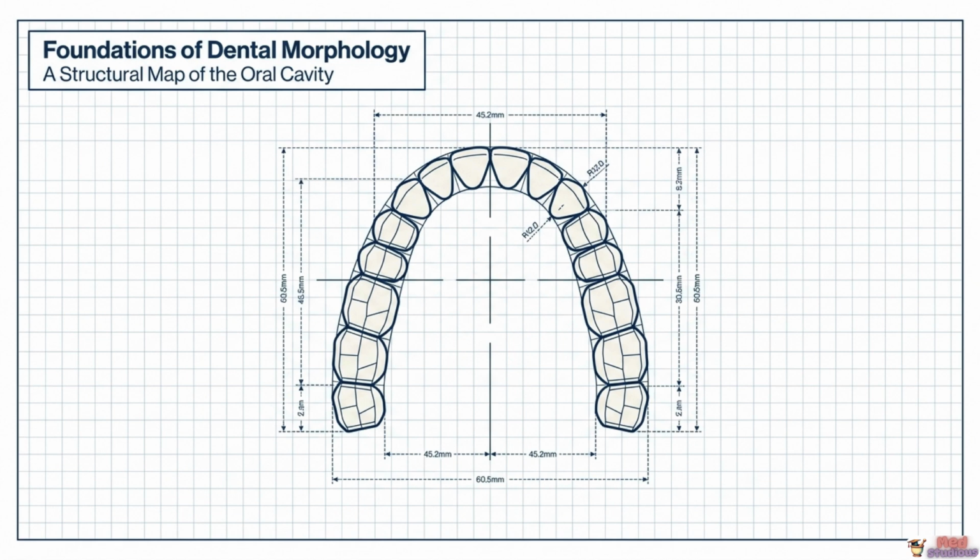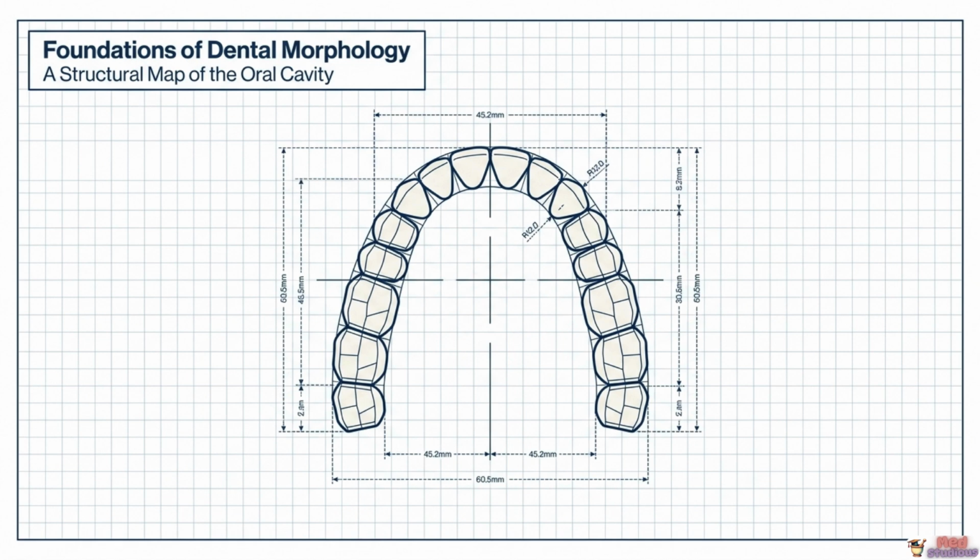This horseshoe shape isn't just for looks. Its geometry directly determines how forces are distributed during chewing, how teeth contact their neighbors, and how the entire bite comes together in occlusion. Every tooth sits at a specific coordinate along this arch, and that position dictates its shape, its root pattern, and its job.